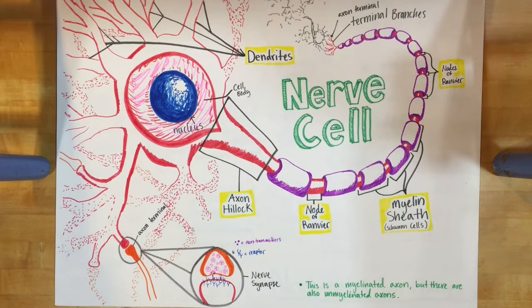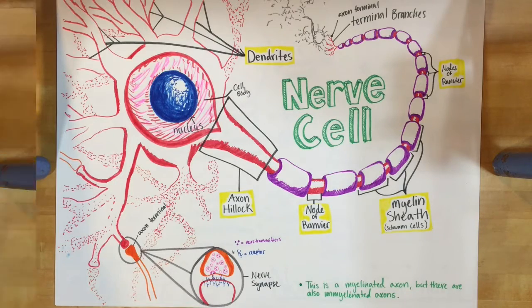The axon terminals release neurotransmitters, as shown in this picture right here. This is a nerve synapse between the orange, which is an axon terminal, and the red, which is a dendrite. These are the neurotransmitters being released onto the receptors of the dendrite.